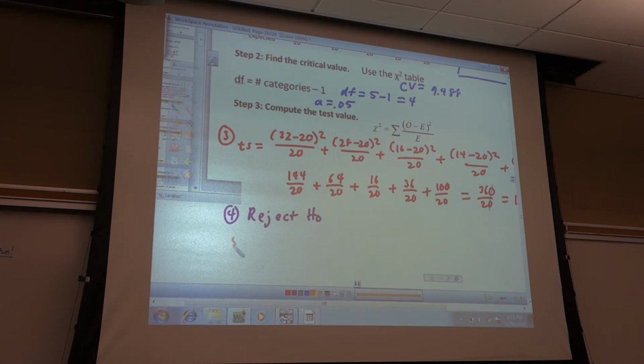And then step 5, since I did reject H naught, I do have enough evidence to reject the claim. Well, I'm going to make it easy for you. That there is no preference between the categories.